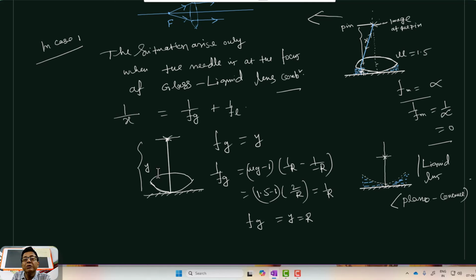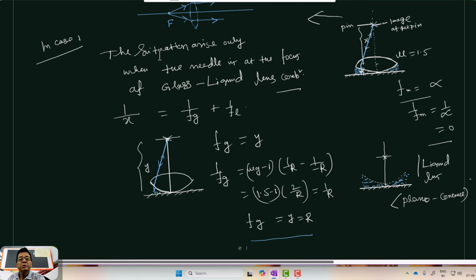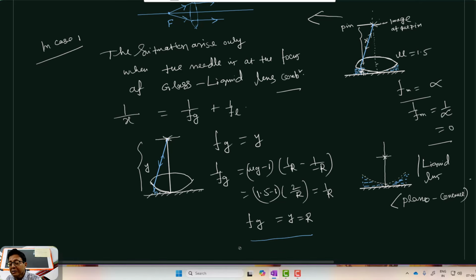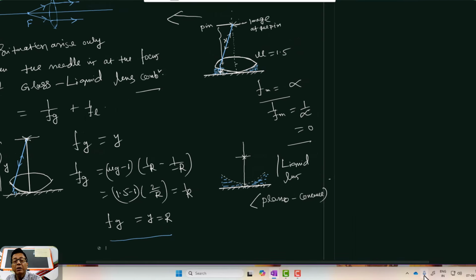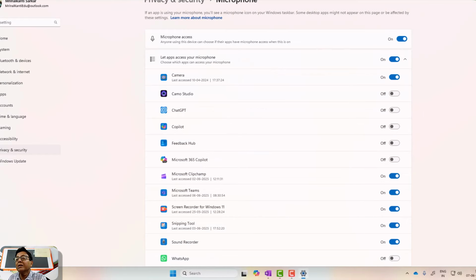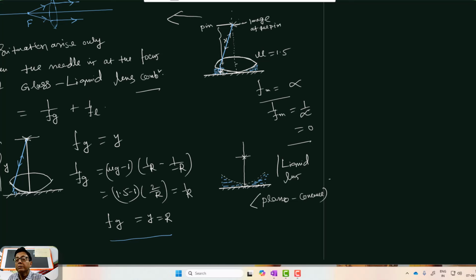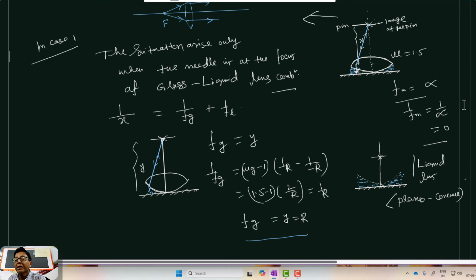In this case also, the situation will arise if it is placed at the focus, and the ray after passing through the lens becomes perpendicular. Then only it will retrace its path. Got the point? So Fg equal to y equal to r. Now what is Fl? Fl is for the liquid lens, and the combination is with the glass lens. How do I account for that? Just let us go by this diagram.